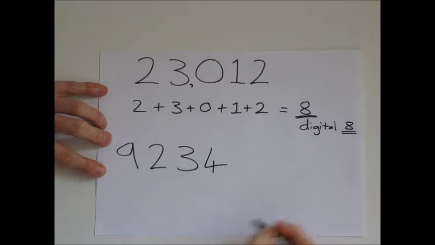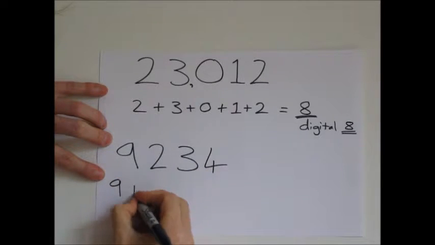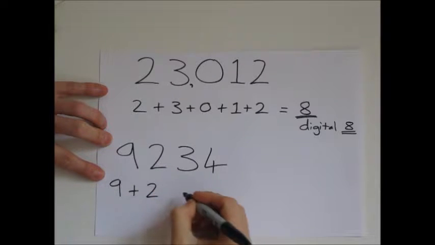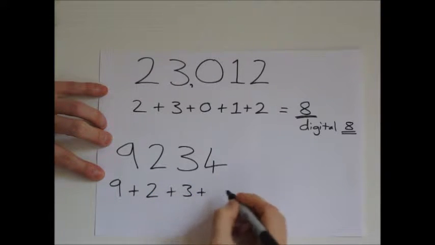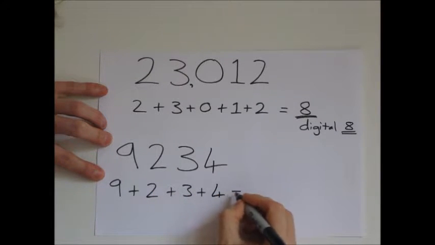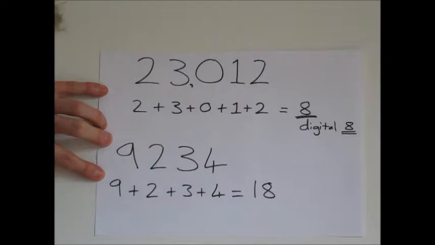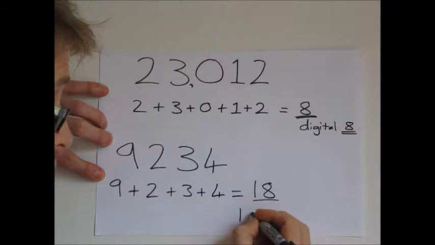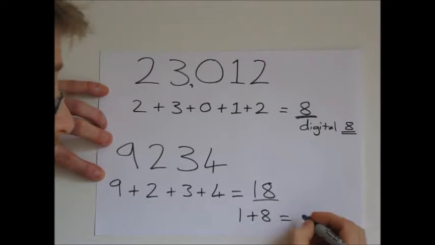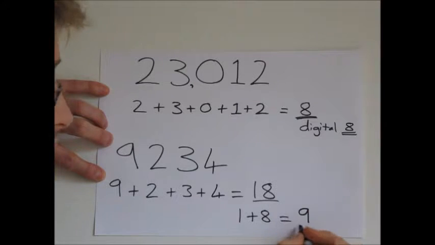9,234, for instance, okay? So I'm going to add them all up to get its digital root. That's 9 plus 2, that's 11, plus 3 is 14, plus 4 is 18. Okay, when you have a digital root of a 2-digit number or a 3-digit number, you then have to add those digits up again. So then it'll be 1 plus 8. So it has a digital root of 9.